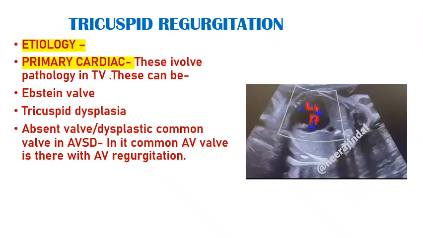In tricuspid regurgitation, what can be the etiologies? They can be primary cardiac etiologies, which involve pathology only in the tricuspid valve. This can be Ebstein valve pathology, tricuspid dysplasia, or absent tricuspid valve replaced by a common atrioventricular valve, which is showing common atrioventricular valve regurgitation.